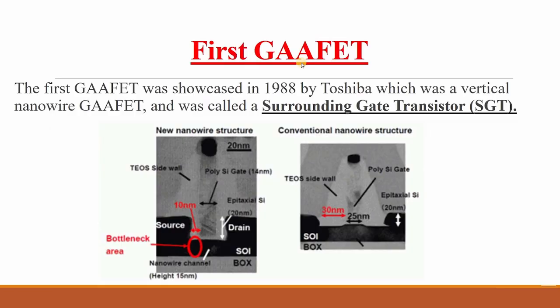So the first GAAFET was showcased in 1988 by Toshiba, which used vertical nanowires. That is nothing but GAAFET, surrounded by the gate, the surrounding gate transistor. We call it SGT, the surrounding gate transistor. So the first GAAFET was used in 1988 by the Toshiba company.